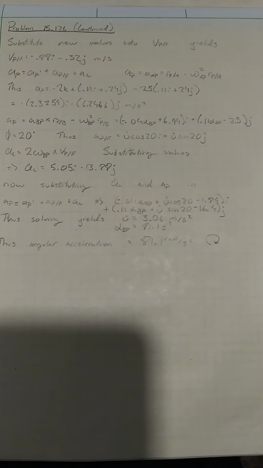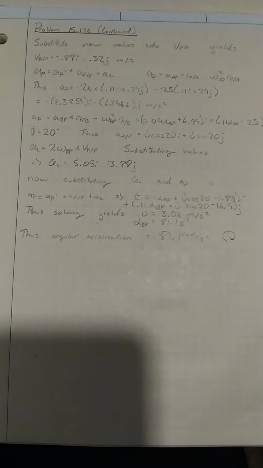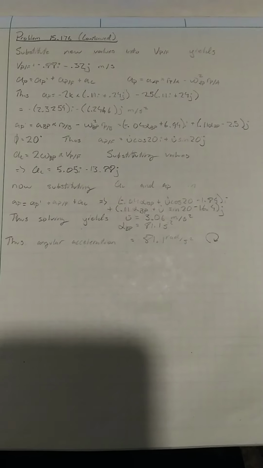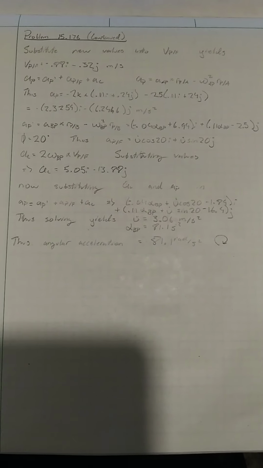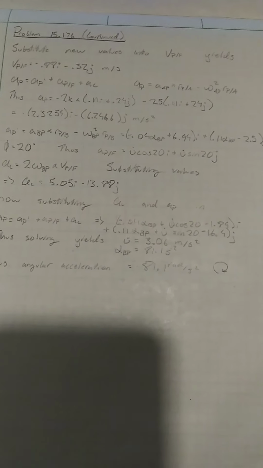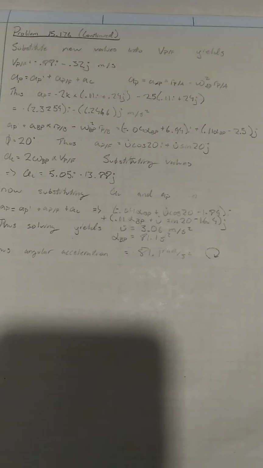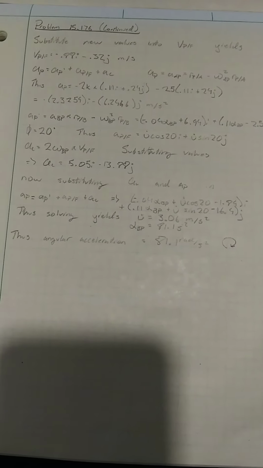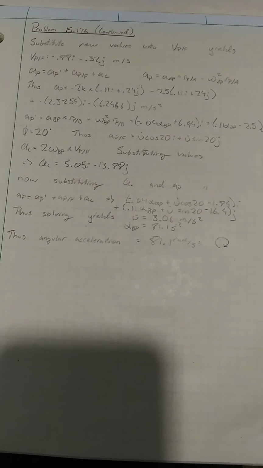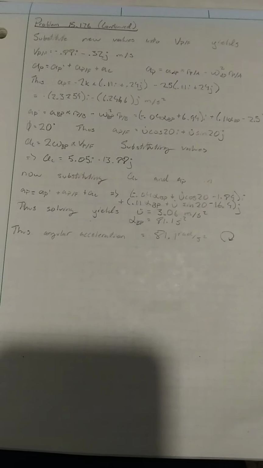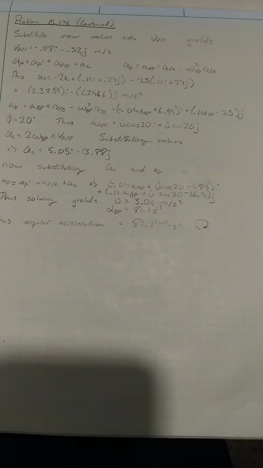Substitute those new values in and do some solving, and that's going to give us our a sub C, and then we're going to get our a sub P. And then we can compare the terms for the equation in the x direction and the y direction and solve for our u dot and our alpha sub BP, and we're going to get our u dot equals 3.06 meters per second and our alpha sub BP equals 81.1 radians per second squared in the clockwise direction.